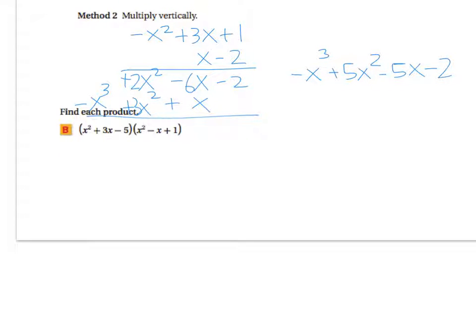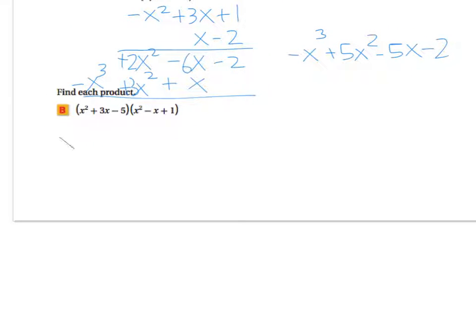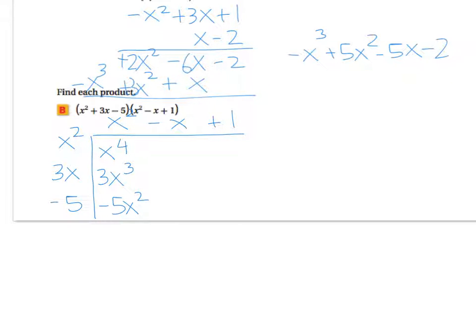Okay, I'm going to show you the table format when we find the product of two trinomials. So you take one of the two factors and you write it vertically, and then you take the other factor and write it across horizontally. Then x squared times x squared, you get x to the fourth. 3x times x squared, you get 3x to the third. Negative 5x squared. Then x squared times negative x is negative x to the third. And then negative 3x squared. And then 5x. And then 1 times x squared, 3x, minus 5. And then you can add on the diagonals.